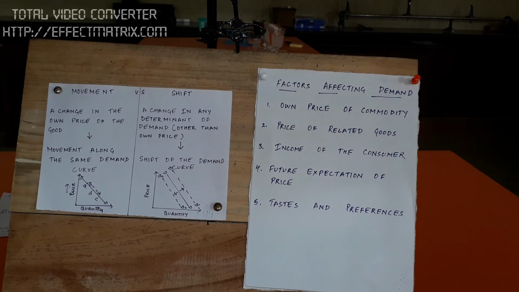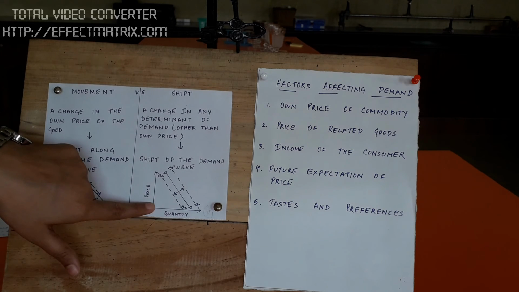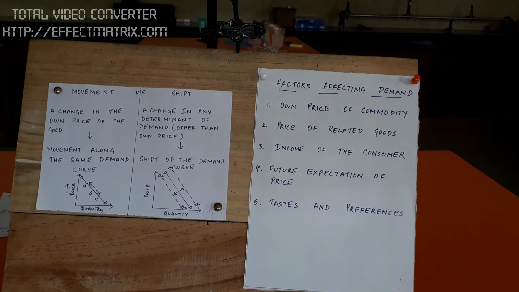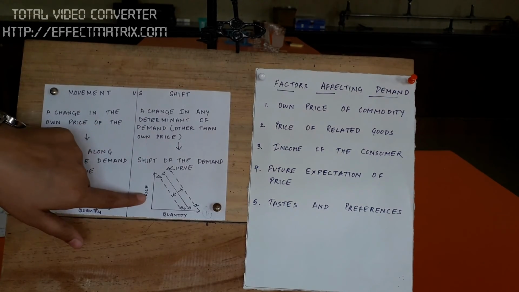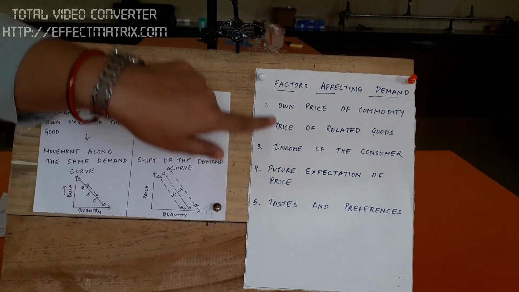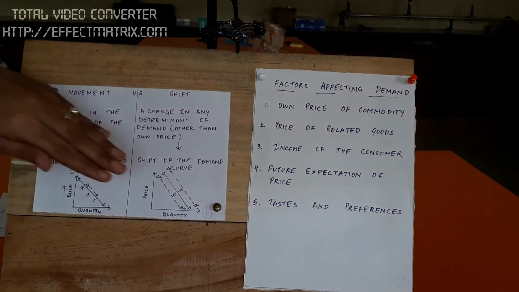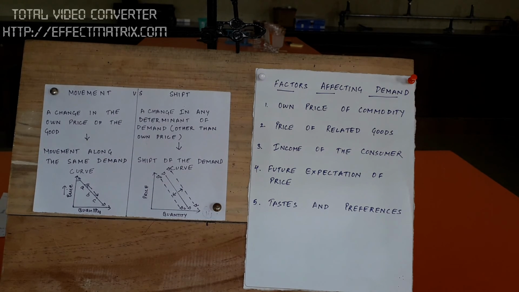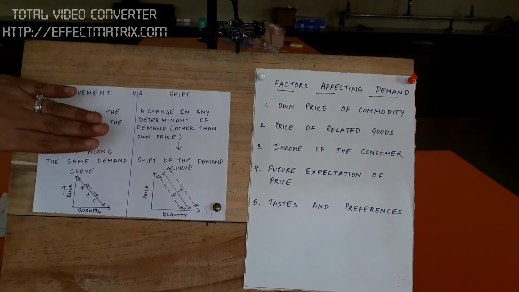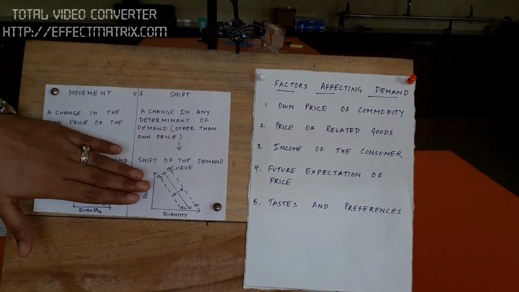As explained earlier, we had a contrast between movement and shift. Now see here, this is movement and this is shift. Why did this movement happen? Because of the change in the own price, the first determinant. And why did this shift happen? Because of any other factor other than the price. The shift was either a rightward shift or a leftward shift. Thus we see that if only the price of the commodity changes, there is movement along the same curve, and if any factor other than the price changes, there is a shift in the demand curve.